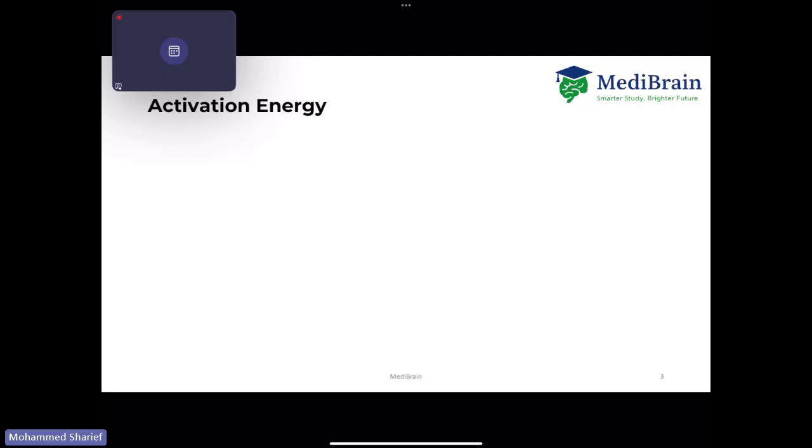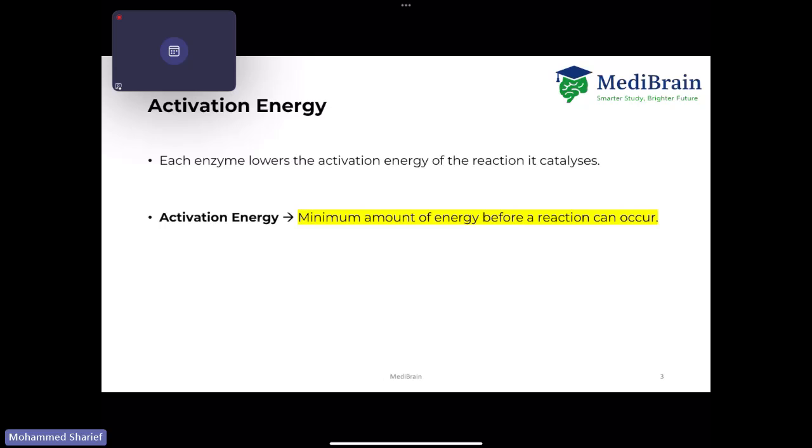Okay, so first of all, what is the activation energy? This is the definition of the activation energy. The activation energy is basically the minimum amount of energy required for a reaction to occur.